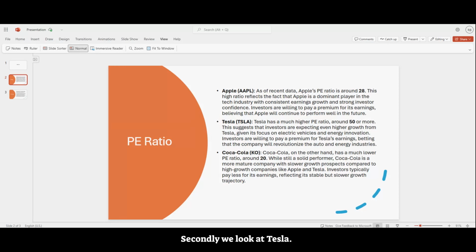Secondly, we look at Tesla. Tesla has a much higher PE ratio, around 50 or more. This suggests that investors are expecting even higher growth from Tesla, given its focus on electric vehicles and energy innovation. Investors are willing to pay a premium for Tesla's earnings. The company will revolutionize the auto and energy industries.